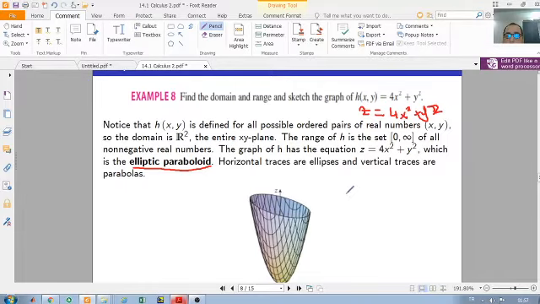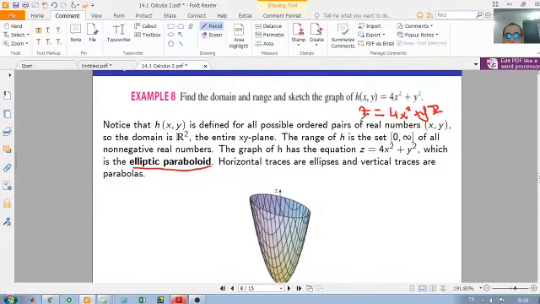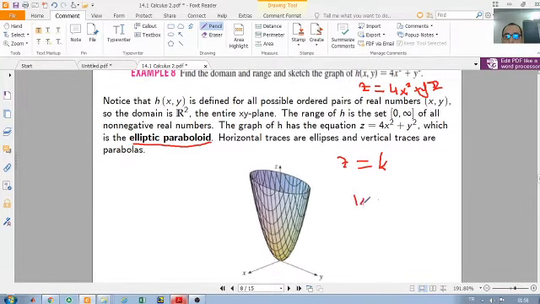Horizontal traces can be found by writing any constant, any number, for the variable z, which means we cut the surface with a horizontal plane, which is parallel to the xy plane. Therefore, z should be a constant. Generally, we write z is equal to k to find the horizontal traces. When we write k for z, we get an equation of an ellipse. Therefore, horizontal traces are ellipses and vertical traces are parabolas.